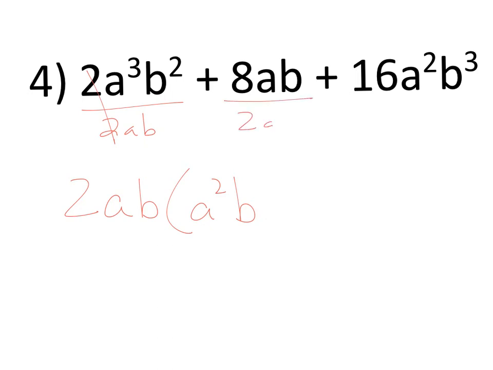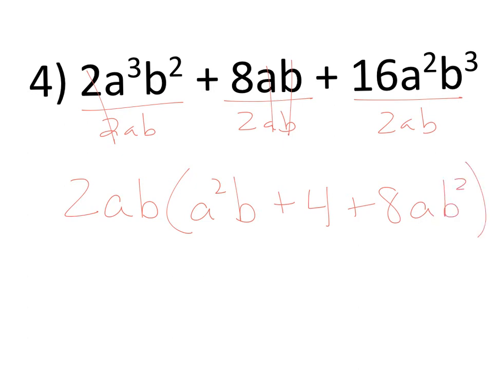Okay, so divide by 2AB here. So 8 divided by 2 is 4. The A and the B cancel. All right, and then we're going to divide by 2AB on this last one, and we're going to get 8. A squared and A leaves you one A on top, and then you get two B's left on top.